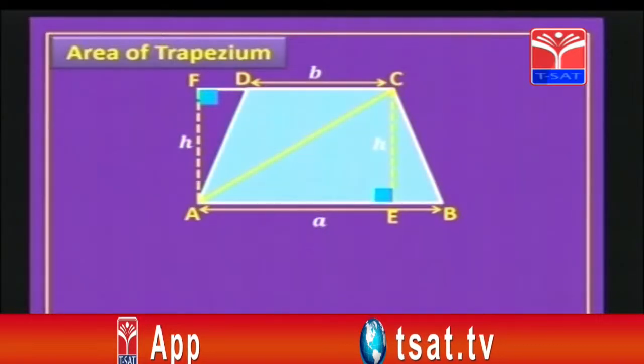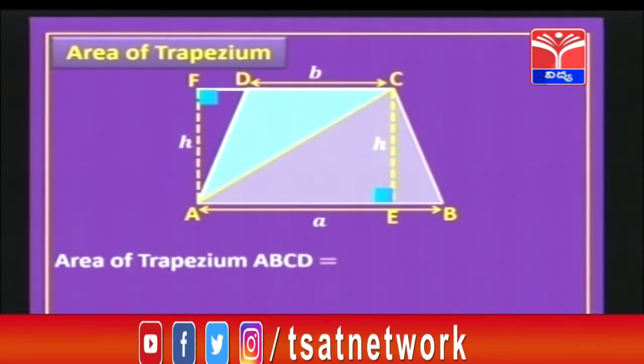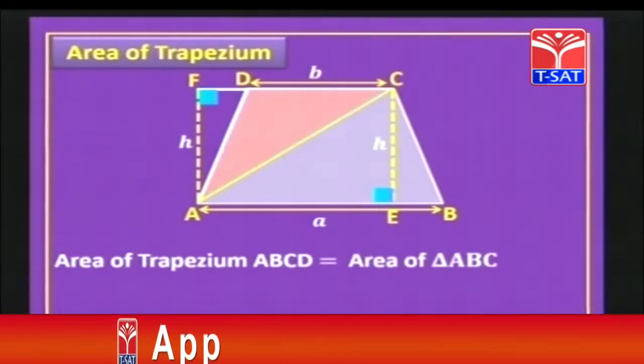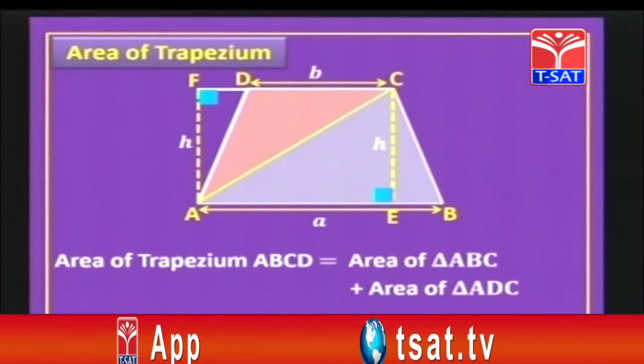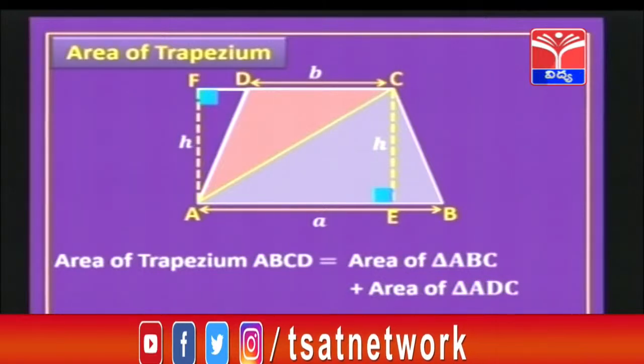Now children, let us find the area of this trapezium ABCD. So the area of trapezium ABCD is equal to, yes, the area of triangle ABC plus the area of triangle ADC. That means if we add the areas of these two triangles, we get the area of trapezium ABCD. Now let us find the formula for the area of a trapezium.